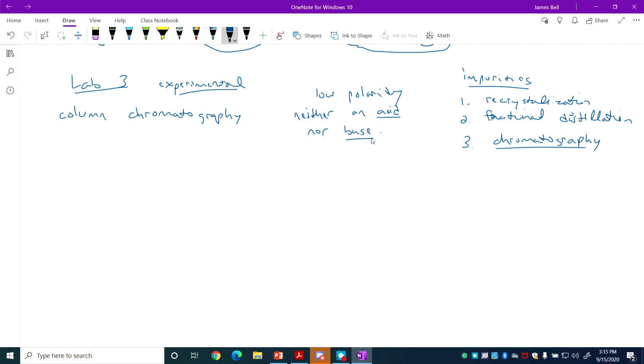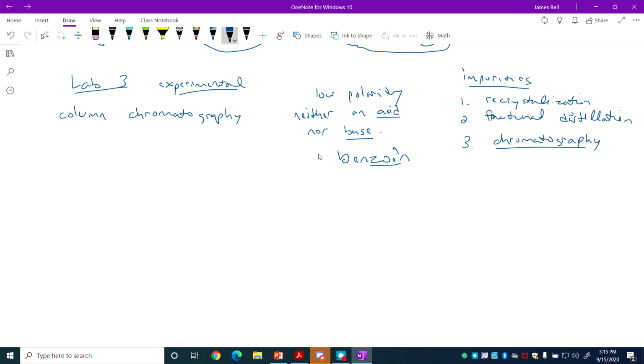And if it were to act as a base and pick up another proton, it would create an acid with such a low pKa, it would be very unstable, it would just give away the proton right back again. So this compound is called benzoin. You can check out its structure if you Google it. It's basically a compound that doesn't have much reactivity, but we want to remove some impurities from it.